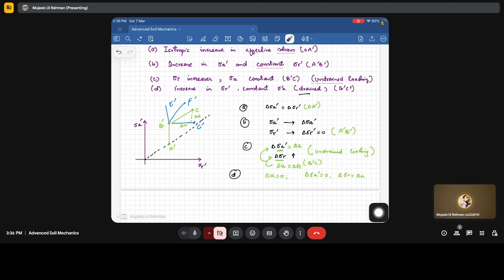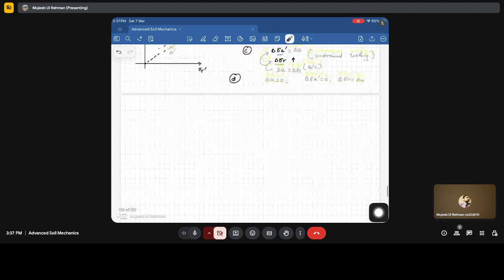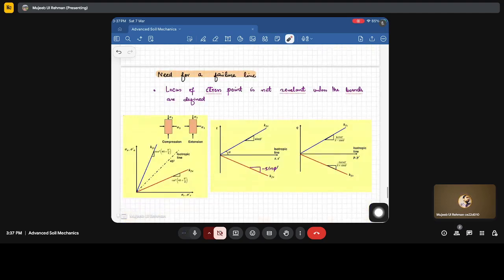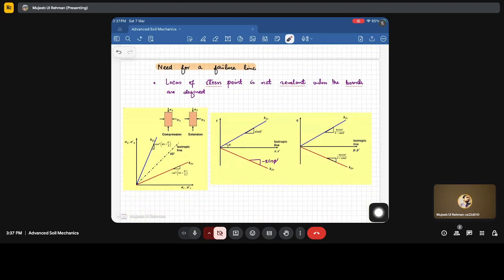So there is a need to include a failure line, or a bound, to the stress path. Then the stress paths become more meaningful to us. So that's why we need a failure line. The locus of stress points is not relevant unless the bounds are defined. So it means that there is a need to have a failure line.